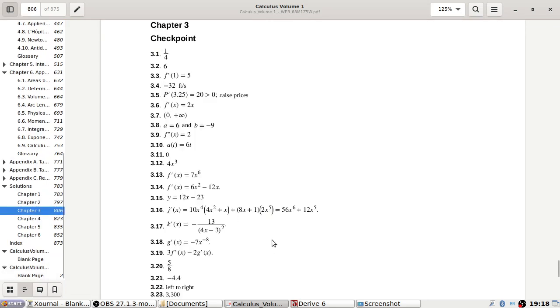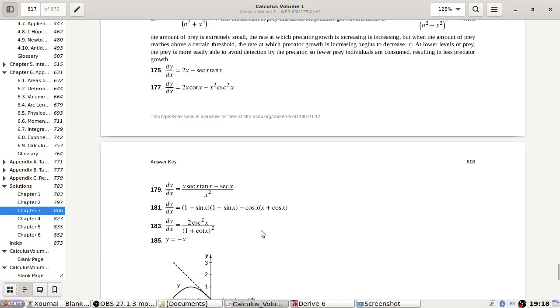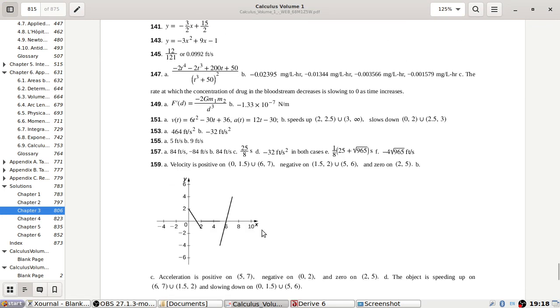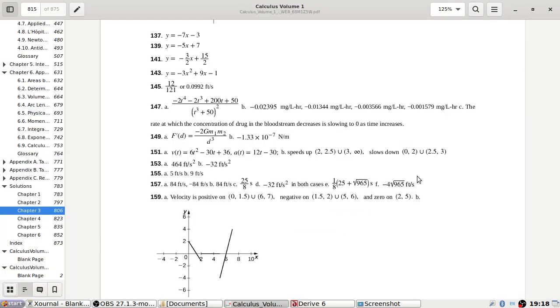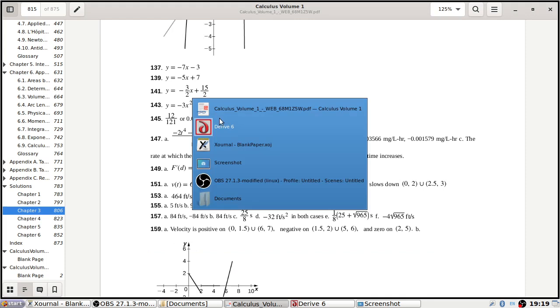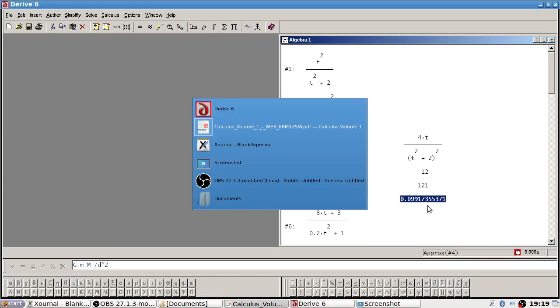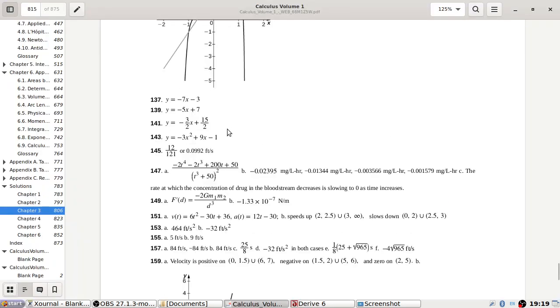Let's check our answers. 149, is it? Minus 1.33. Yep. And then four numbers here. Yep, that looks right. Yep, okay. And then 145. Do we have 145 today? And 0.0. Yeah, there it is. Oh, it's feet per second. I think I might have said meters per second by mistake. 0.0992. Yeah, round it off.